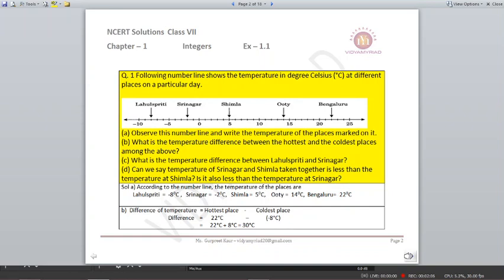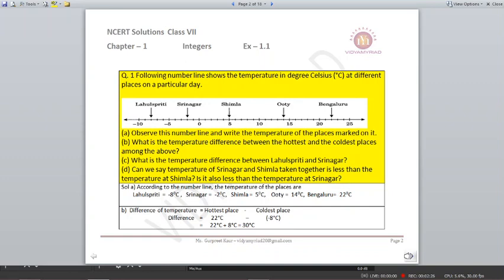So let's see the difference. Difference will be calculated by subtracting both the temperatures. So hottest place minus coldest place. Hottest is 22, minus of coldest place is minus 8. So it becomes 22 plus 8, which gives us 30 degrees Celsius.